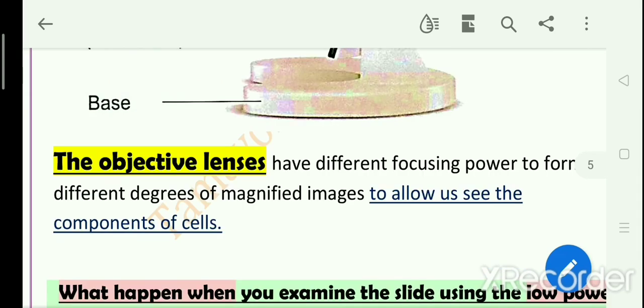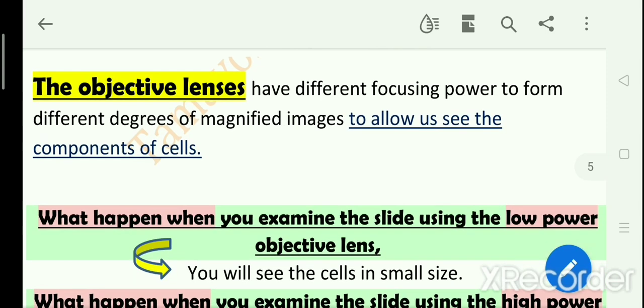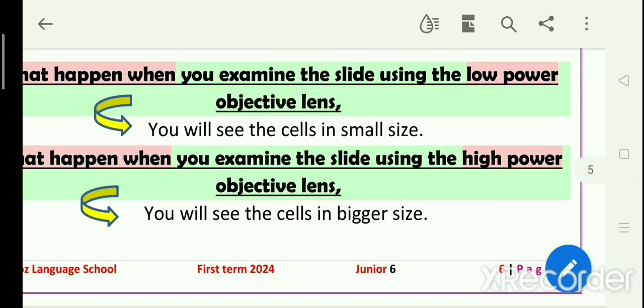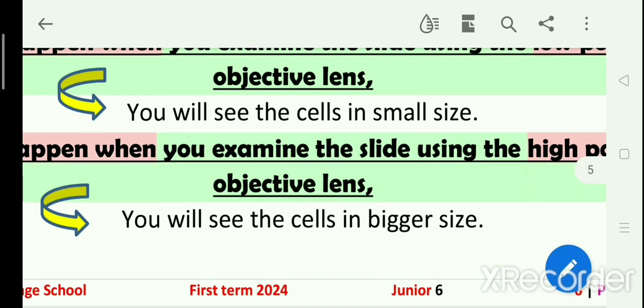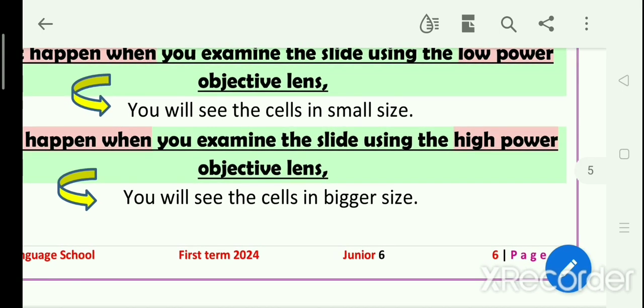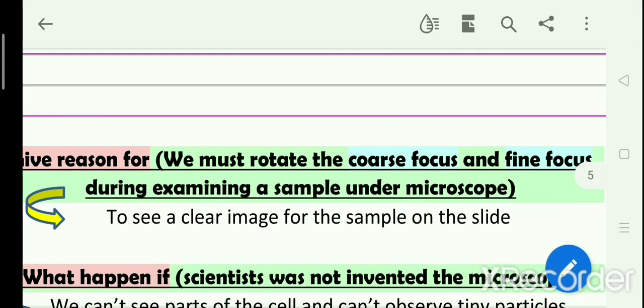Okay, we said objective lenses have what? Yes, two different focusing powers. Why? To form different degrees of magnified image. As we said, when you examine the slide using the low power objective lens, you will see the cell in a small size. But when you use the high power objective lens, you will see the cells in a bigger size.